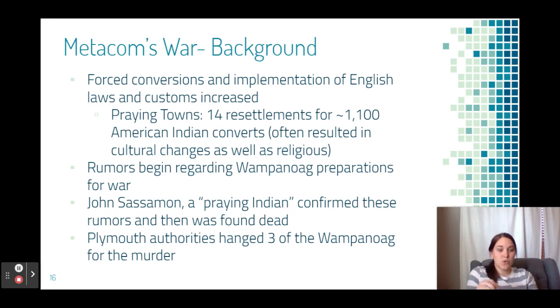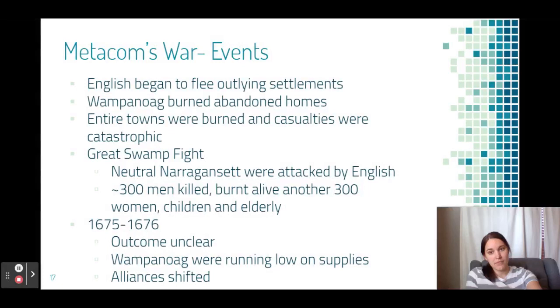And John Sassamon, who was a praying Indian, confirmed these rumors to the English and then later was found dead. And so the English authorities end up believing they found the three Wampanoag who completed the murder. And so then they hang those three American Indians. So then the war is imminent as a retaliation for the execution of the three Wampanoag. So the English begin to flee the settlements. Wampanoag do burn the abandoned homes.